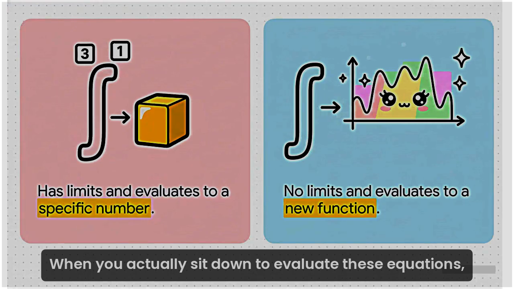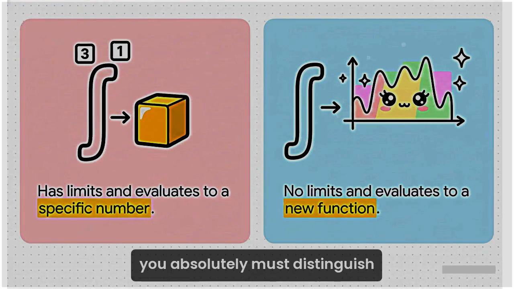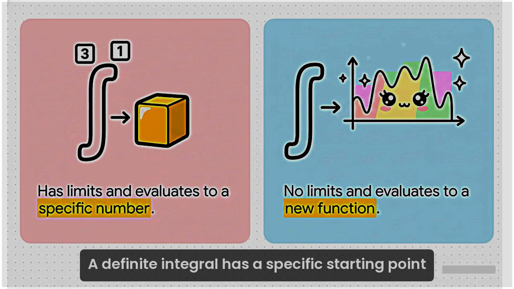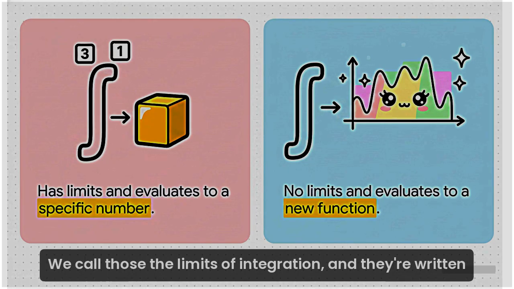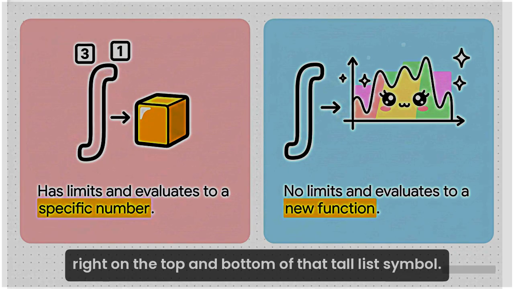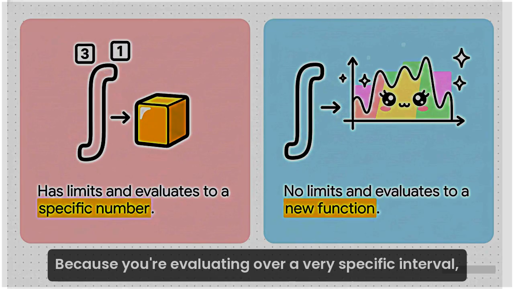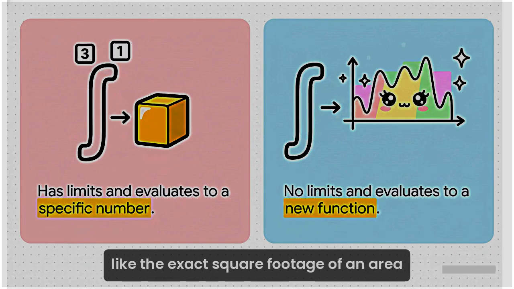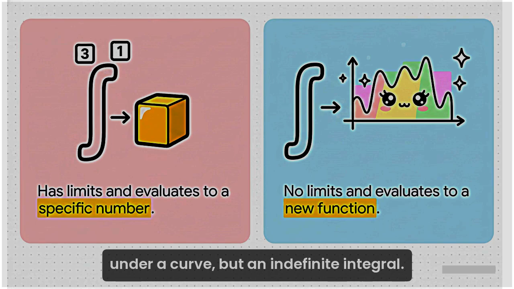When you actually sit down to evaluate these equations, you absolutely must distinguish between definite and indefinite integrals. A definite integral has a specific starting point and a stopping point. We call those the limits of integration, and they're written right on the top and bottom of that tall S symbol. Because you're evaluating over a very specific interval, your final answer is going to be a concrete, specific number, like the exact square footage of an area under a curve.